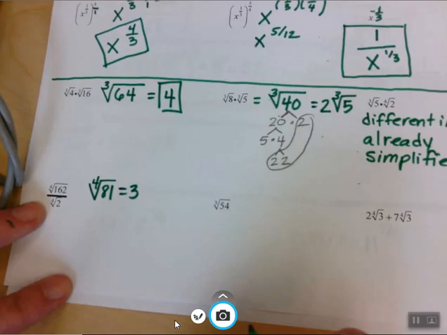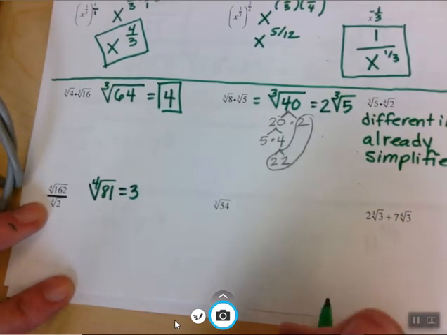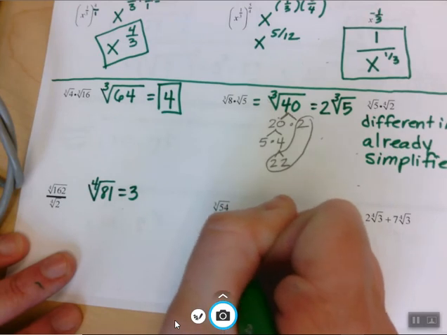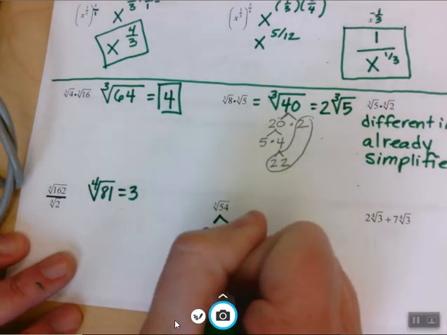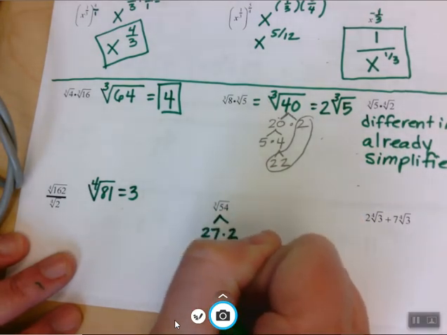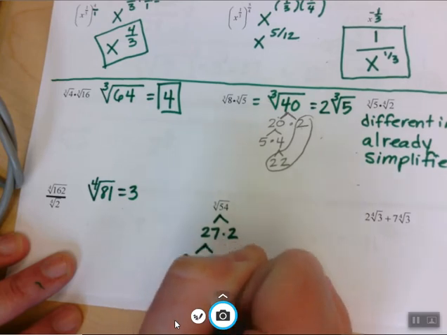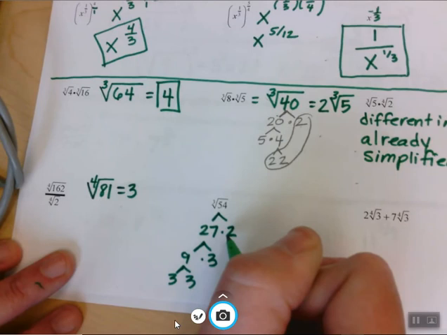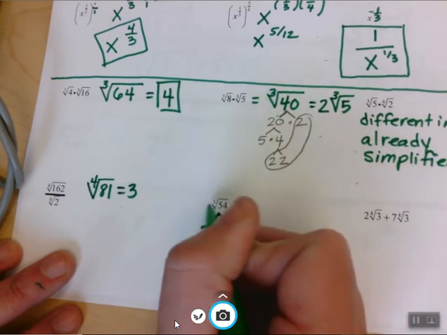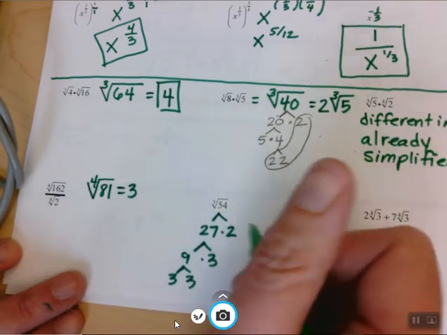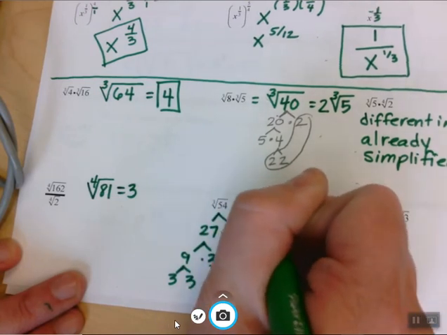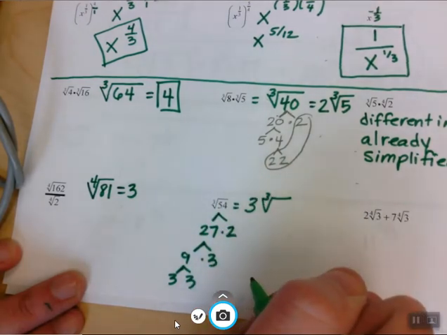For this one, I saw a lot of good work happening with factor trees. I saw 27 times 2. And then I saw 9 times 3. And then I saw 3 times 3. So the bottom part of your factor tree is 3 times 3 times 3 times 2. And which number can come out of your cube root? 3, because it happens 3 times. So I have 3 cube root, and what's left? Just the 2. Good.